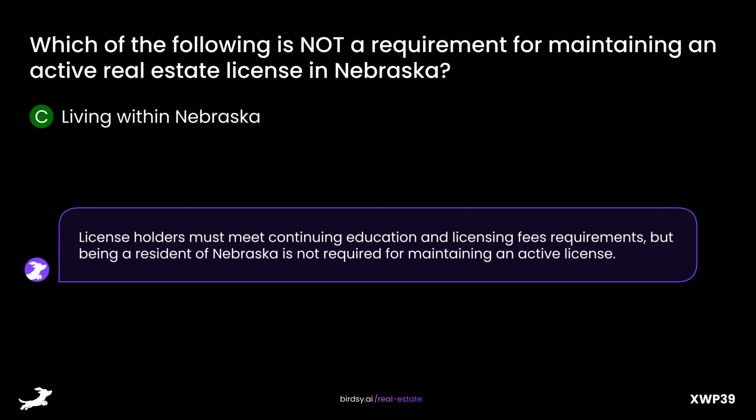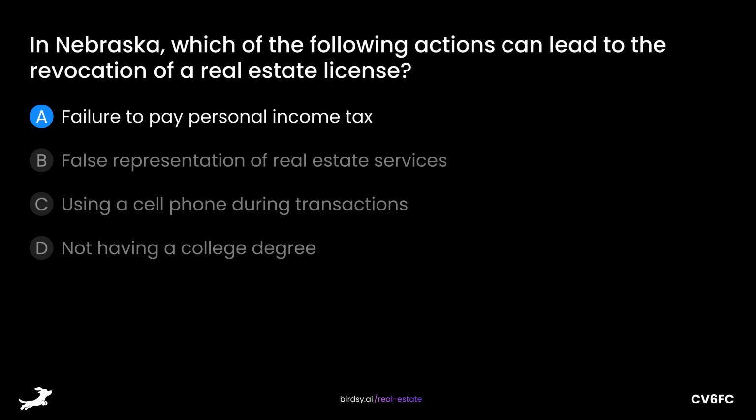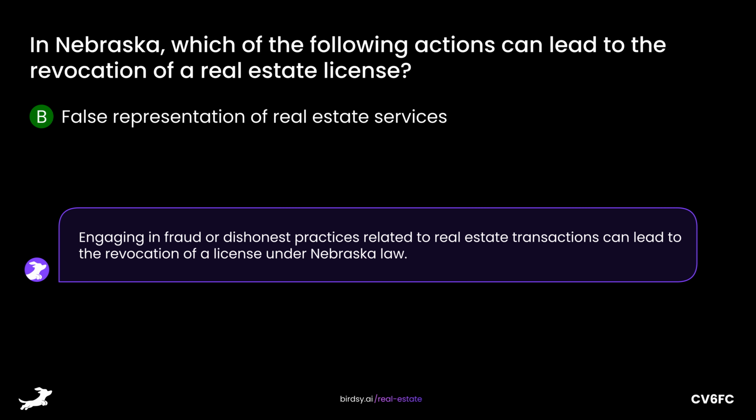In Nebraska, which of the following actions can lead to the revocation of a real estate license? Is it A, failure to pay personal income tax, B, false representation of real estate services, C, using a cell phone during transactions, or D, not having a college degree? The answer is B, false representation of real estate services. Engaging in fraud or dishonest practices related to real estate transactions can lead to the revocation of a license under Nebraska law.